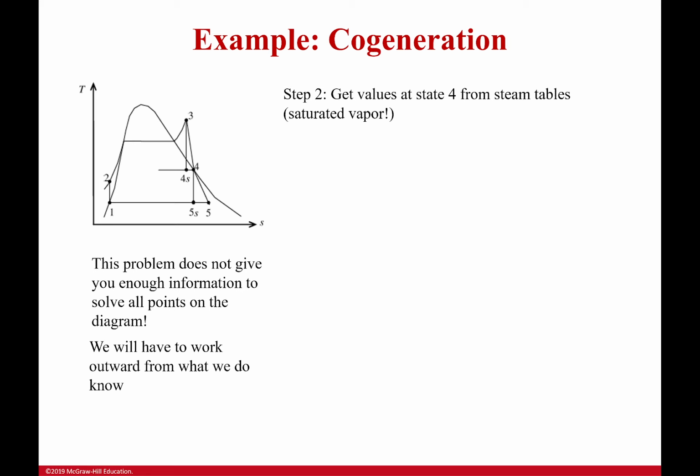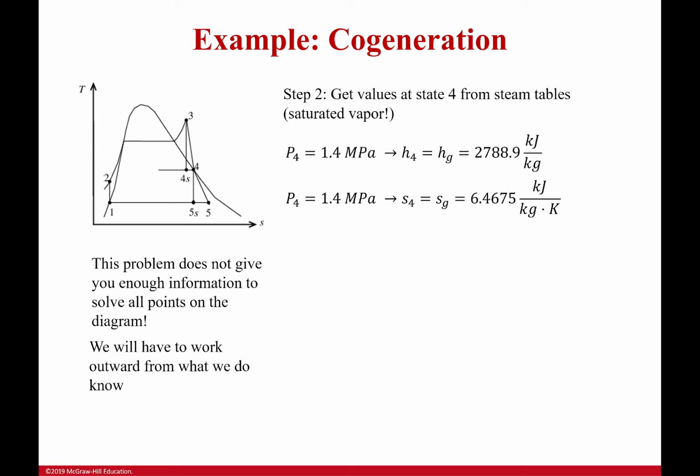So I'm going to go to my steam table. I'm going to go to a pressure of 1.4 megapascals. I'm going to look up the enthalpy and the entropy. I know it's going to be the g values because it is a saturated vapor. Okay, so I've got one enthalpy, I've got an entropy. That's all fine. And I can now use this entropy to find out other information. For example, I can use it to help me find these points, and eventually I'm going to use it to help me find these points as well.